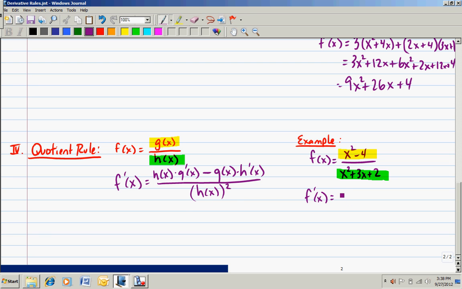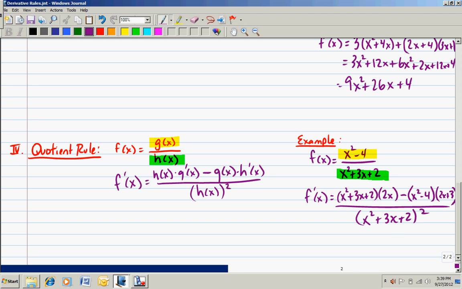So first of all, the formula tells me to start off with h of x. So that's x squared plus 3x plus 2. And multiply that by the derivative of g of x, which would be 2x, minus the g function, which is x squared minus 4, times the derivative of the h function, which would be 2x plus 3. And that's all going to be over the h function squared.